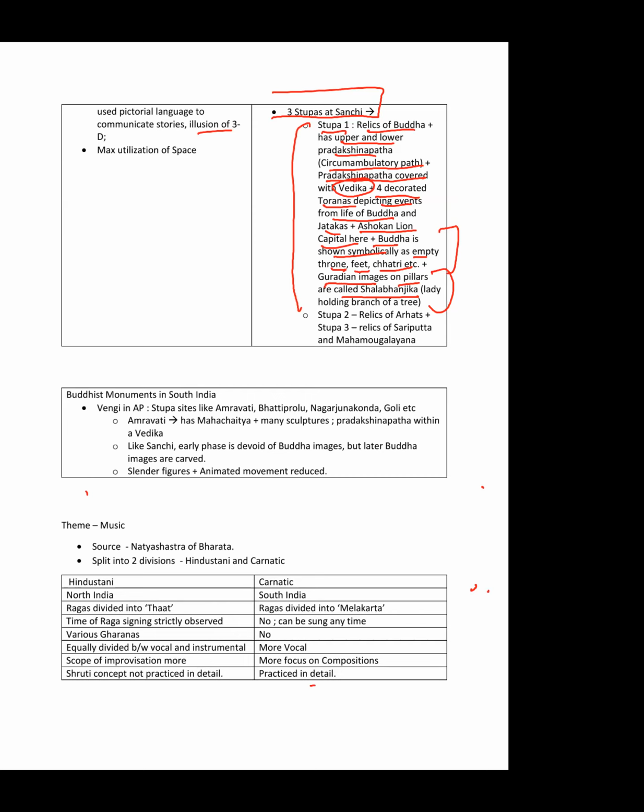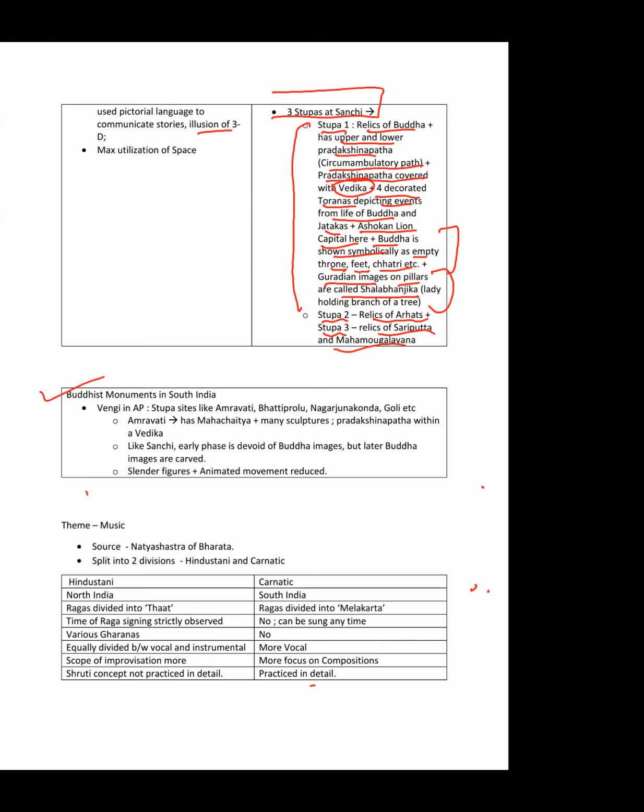What would be your thing, right? You mentioned that it began during the Mauryan period. You just draw a diagram, which you'll be getting in the PDF itself. And then you explain the details that, okay, there was Stupa 1, which has these many details, Stupa 2, Stupa 3, right? Stupa 3 is about the relics of Arhats. Stupa 3 is about the relics of Sariputta and Mahamongoliana, right?